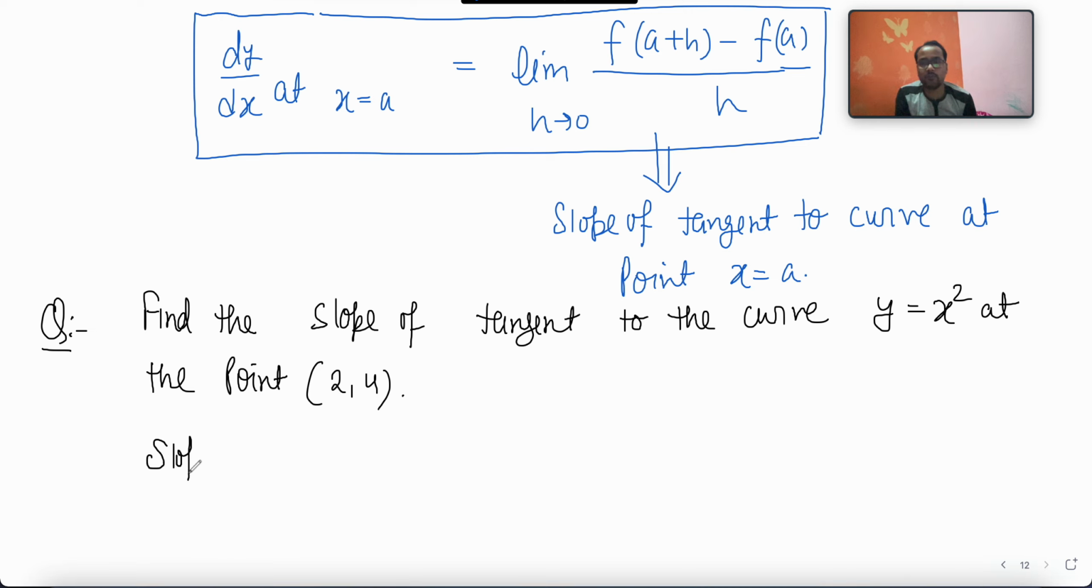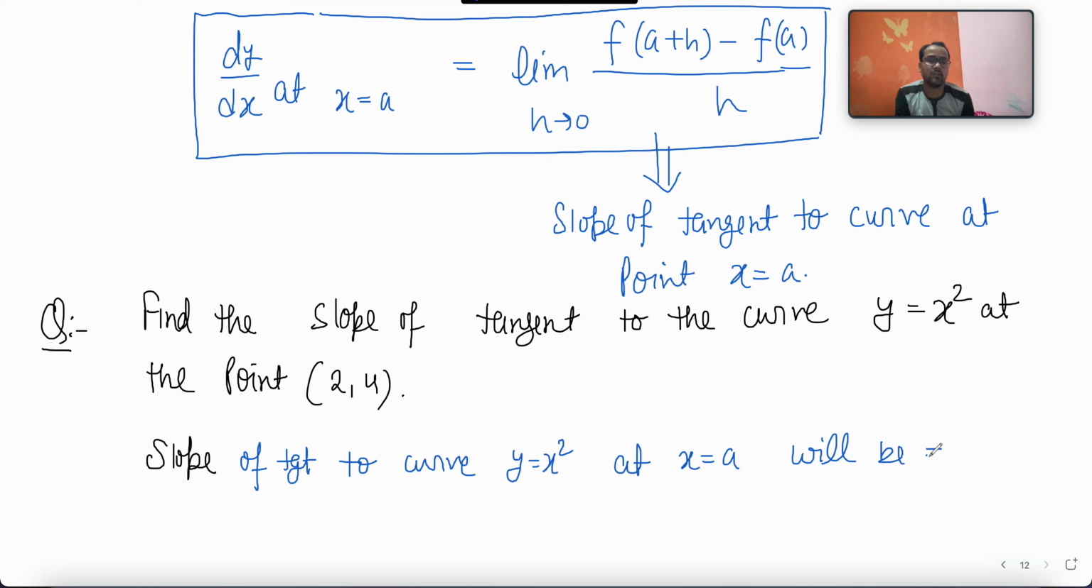Slope of the tangent to the curve at x equal to a is what? Slope of the tangent to the curve at x equal to a is this limit. That means the slope of the tangent to the curve y equal to x square at x equal to a will be equal to this limit. You can write limit x tends to a. a is what? 2 here. So let me write it 2 here.